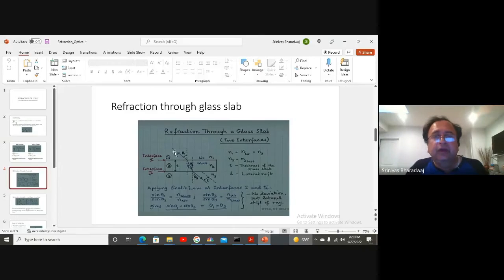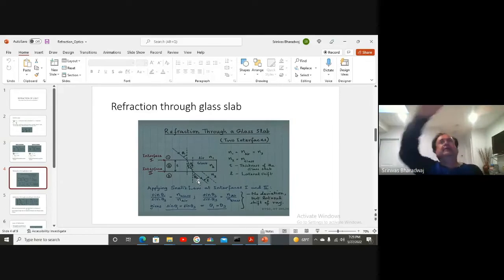You have the air to this one, theta 3 equals theta 1, theta 1, or theta 2, theta 2. So sine I by sine R equals N21. In the second case, sine I by sine R equals N12. So N12 equals 1 by N21.